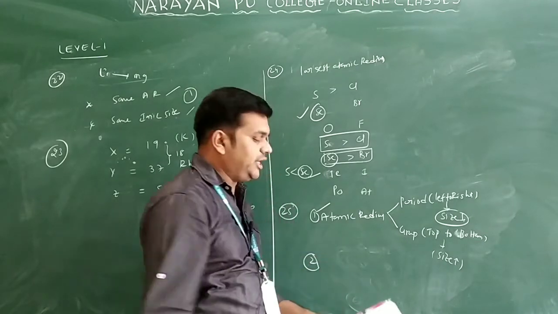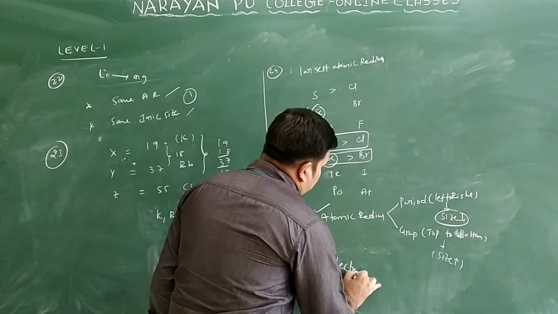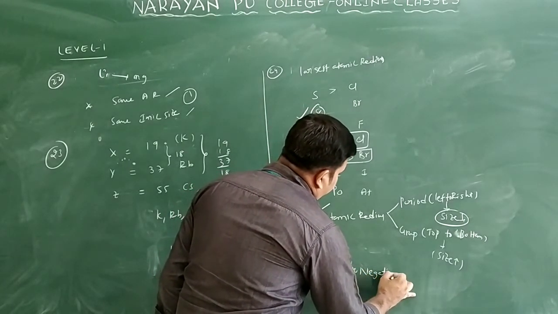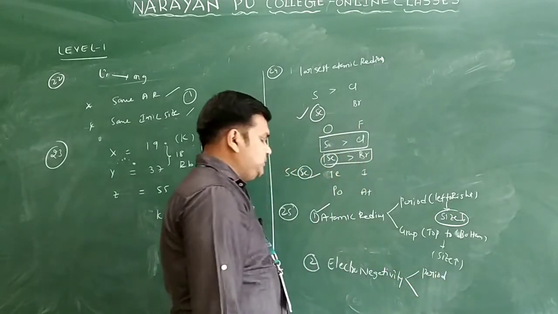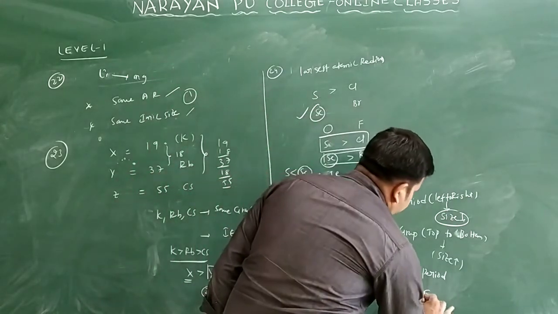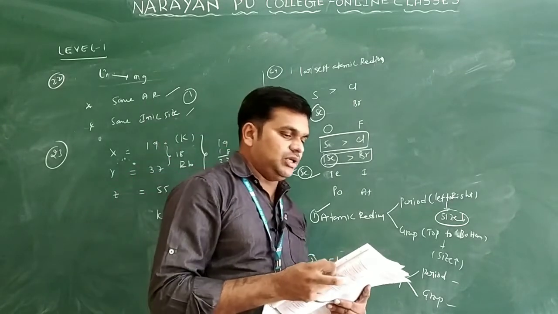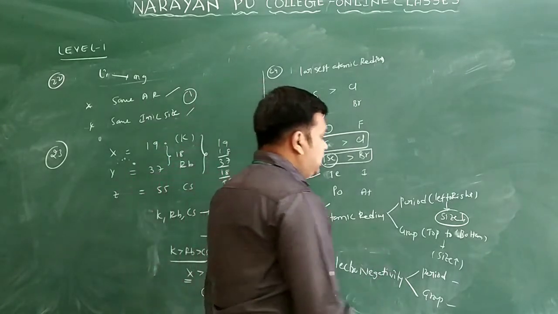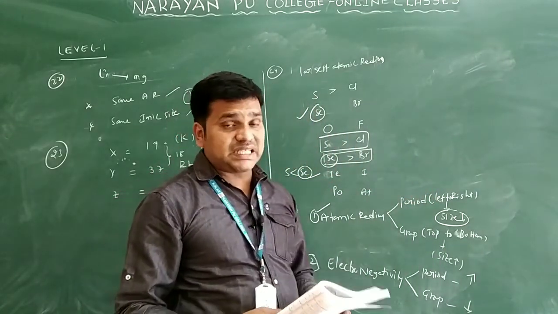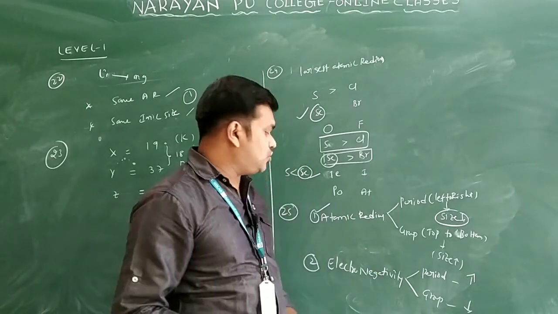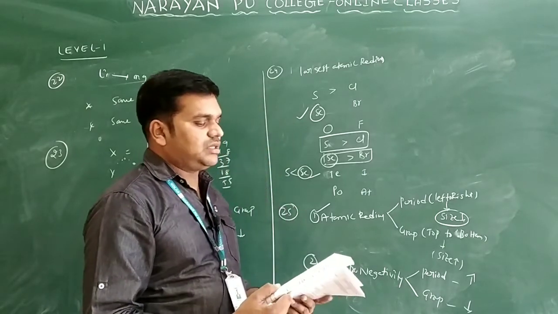Why not option 2? Option 2 is given as electronegativity. Let me write electronegativity for the period and the group. Electronegativity generally increases from left to right in a period and decreases down a group. They are asking first decreases, then increases, so we cannot take option 2. Option 1 is the right answer for this question.